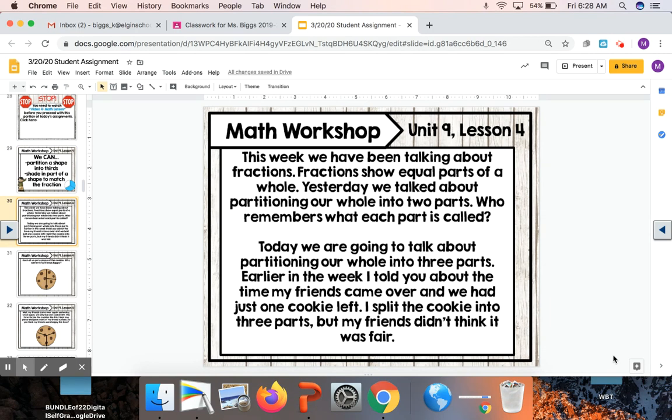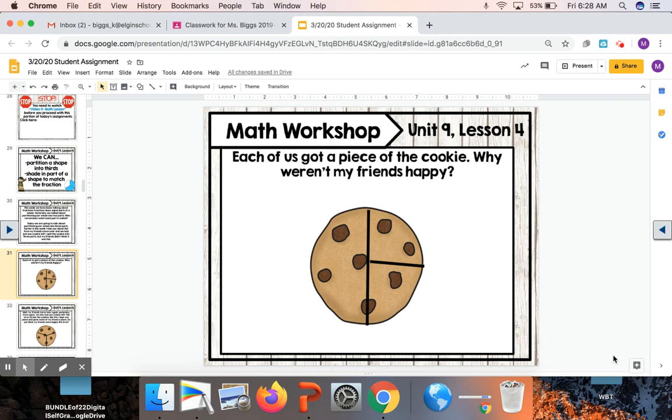Yesterday we talked about partitioning our whole into two parts. Who remembers what each part is called? Halves. Today we are going to talk about partitioning our whole into three parts. Earlier in the week, I told you about the time my friends came over and we had just one cookie left. I split the cookie into three parts, but my friends didn't think it was fair.